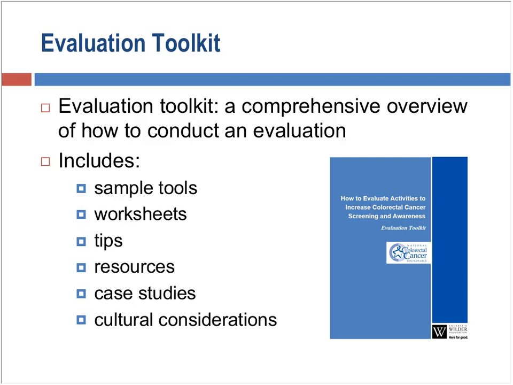The toolkit includes a number of added features in addition to, or to support, the step-by-step guides. We have sample tools, including surveys, interviews, and focus group protocols, and consent forms. We have a number of worksheets for tasks such as creating a budget or developing a data collection plan. We have tip sheets, such as guidelines for crafting reports or how to engage stakeholders in your evaluation. We have a number of other resources, such as information about baseline screening data sets. We have case studies, including both real and fictional examples of program evaluations for initiatives to increase colorectal cancer screening rates. And we have a number of recommendations about how to address cultural considerations at every stage of the evaluation process.